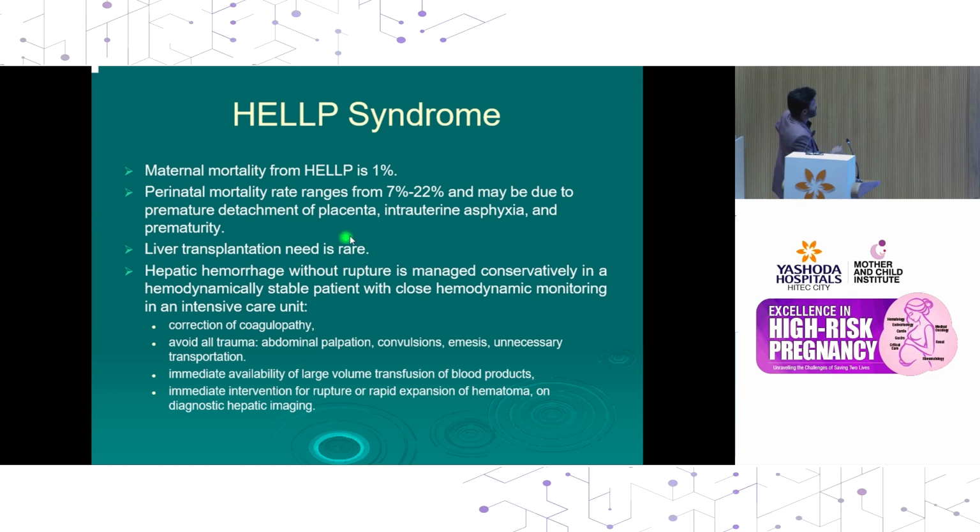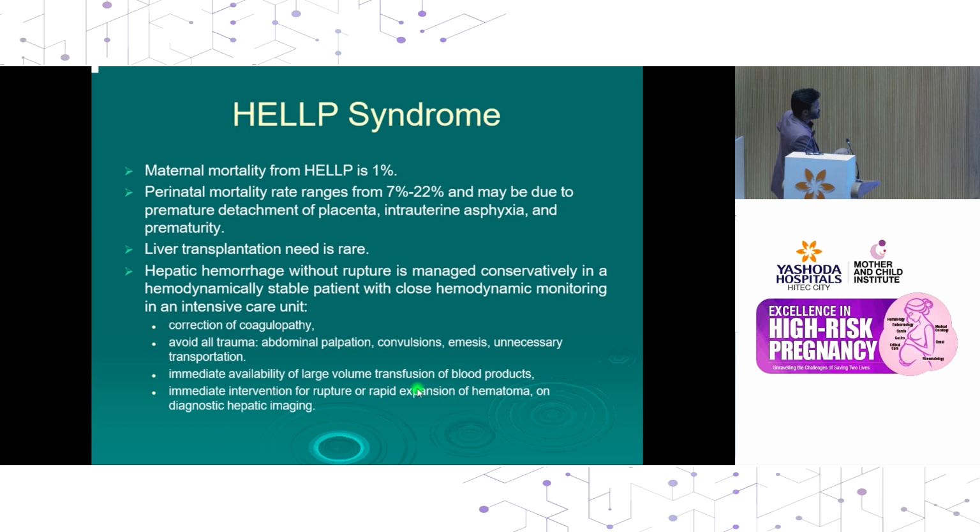Maternal mortality, thankfully, these days is very low, about 1%. But perinatal mortality can range up to 7 to 22%. Liver transplantation is very, very rarely needed. The more important dreadful complication with the HELLP syndrome is the hepatic hemorrhages, which can rupture, and therefore very careful monitoring is very much important.